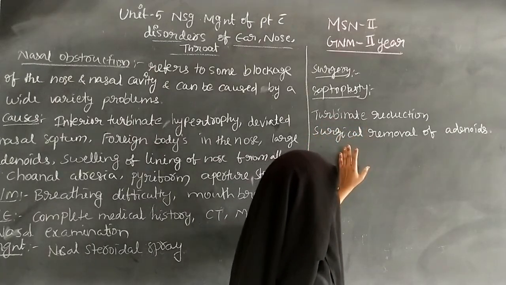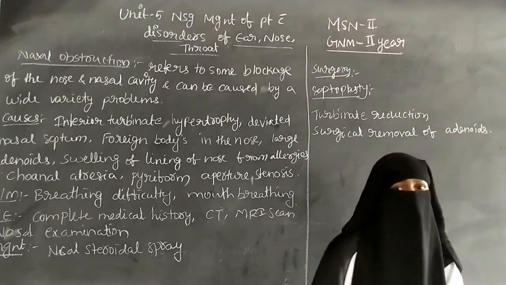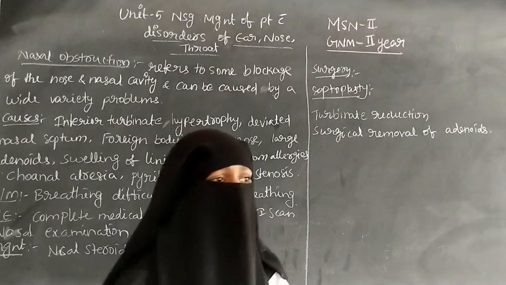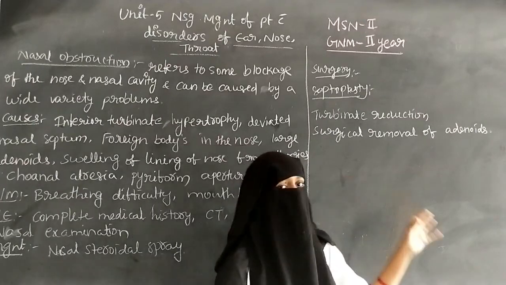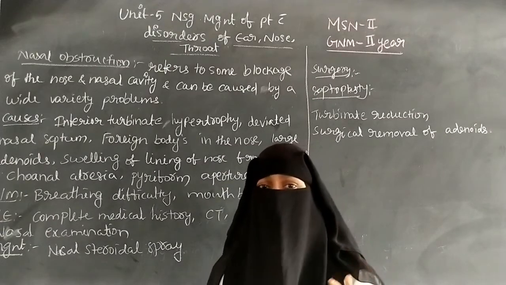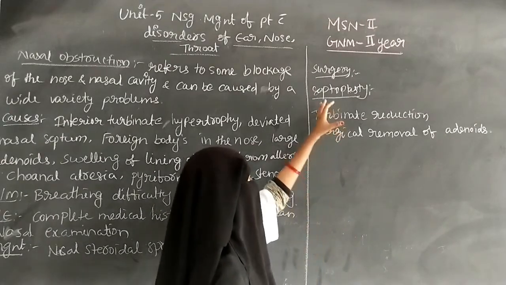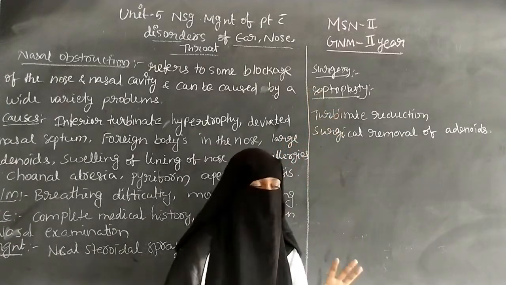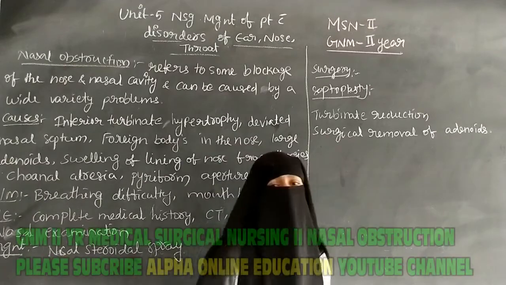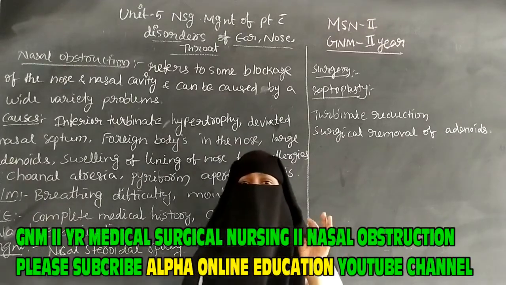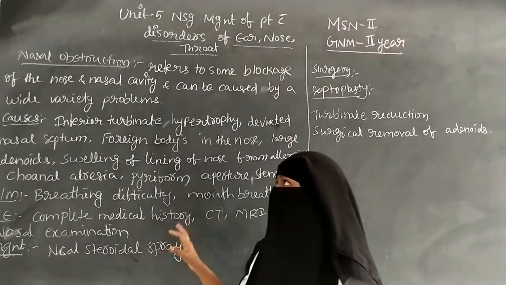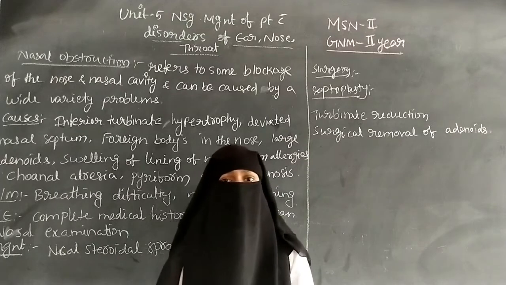So the next one is the surgical removal of the adenoids. The adenoids also cause nasal obstruction, and they can be removed by adenoidectomy. So the surgical management includes the septoplasty, the turbinate reduction, and the surgical removal of adenoids, which is called adenoidectomy. So it is the surgical management for the nasal obstruction. So it completes the nasal obstruction.